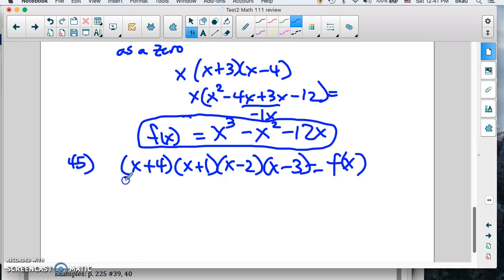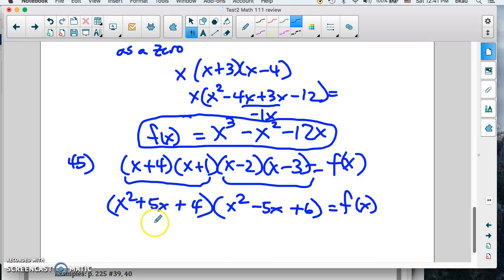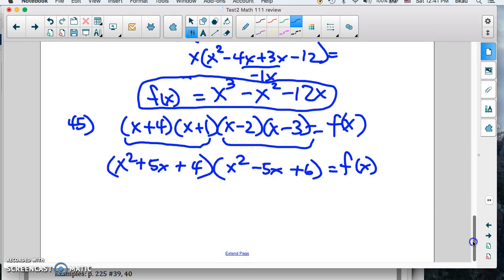So what I would probably do is multiply these out in pairs, and then multiply that together afterwards. So this would be x squared, outside is x, inside is 4x, so that's 5x. And last two are 4. And then this pair is going to be x squared, outside is -3, -2 would be -5x, and then +6. So then I would do a large amount of multiplication to get this. So I've got to multiply this times everything in there.